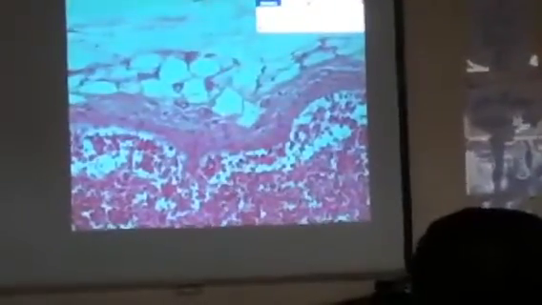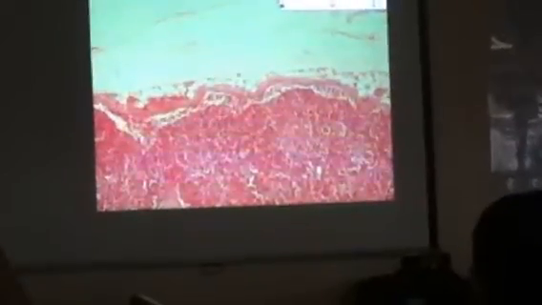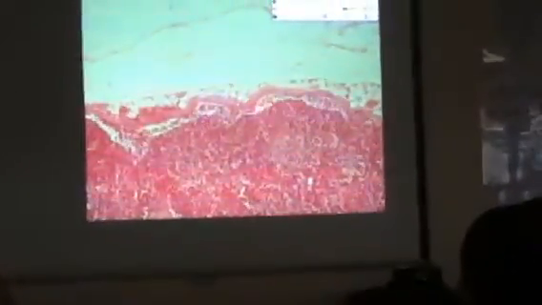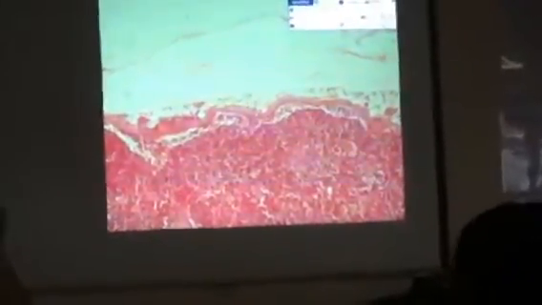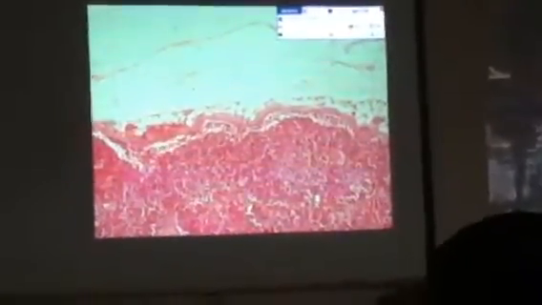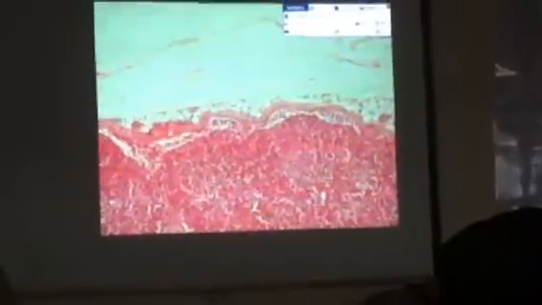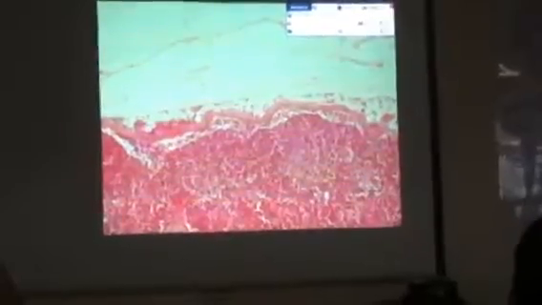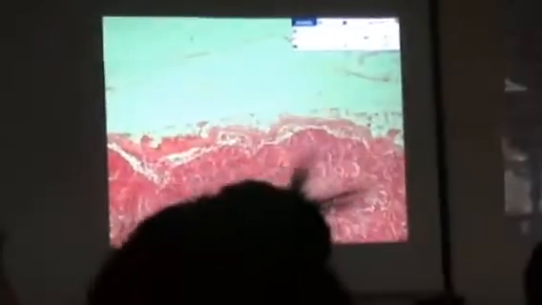As you can notice, in the low power objective view, there is a space immediately underneath the capsule. How do you call those spaces inside the lymph nodes? Sinuses. Because of the location of that sinus, immediately underneath the capsule, it is called the subcapsular sinus, or another name for the subcapsular is the marginal sinus.